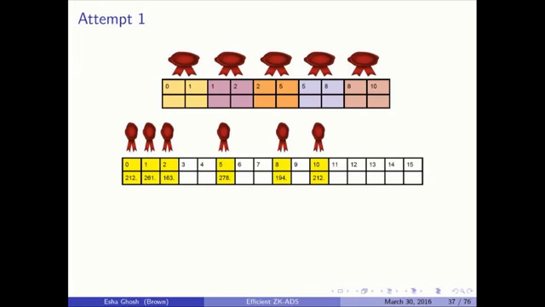So let's try to see how we could think of a simple solution in this case. Do you have any questions?